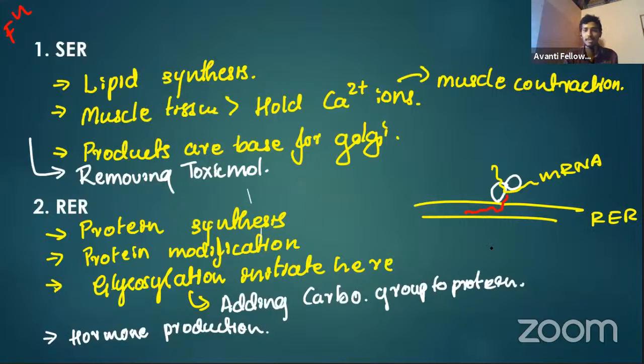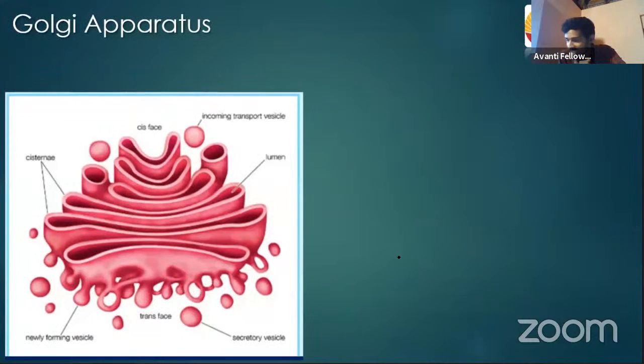Whatever the products may be, the cell products or tissue products, they may be synthesized from the endoplasmic reticulum or from the Golgi or any other organelle, plastid or something. Okay, we will move on then. Second one is the Golgi. Okay, Golgi is very important.